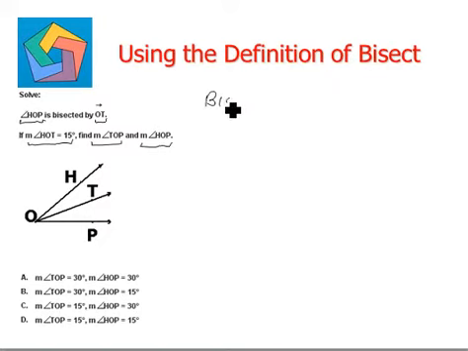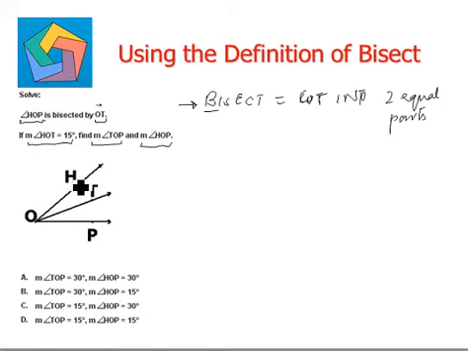Bisect basically means to cut into two equal parts. Bi means two. So whenever an angle is being cut by a ray, we say it's being bisected, or cut into two equal parts. If a line is being bisected by another line, that means that particular line is being cut into two equal parts. Using this definition, we will solve our questions.